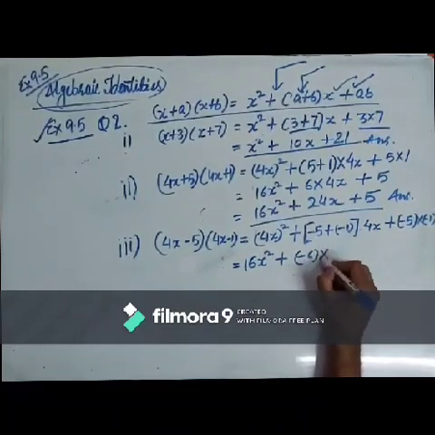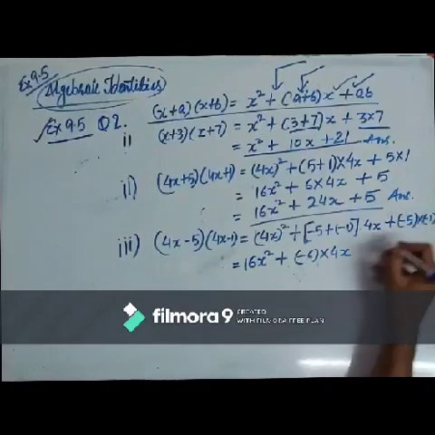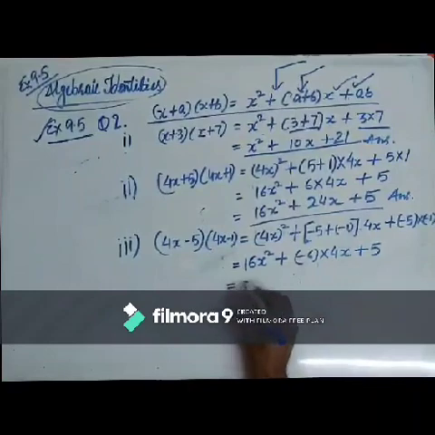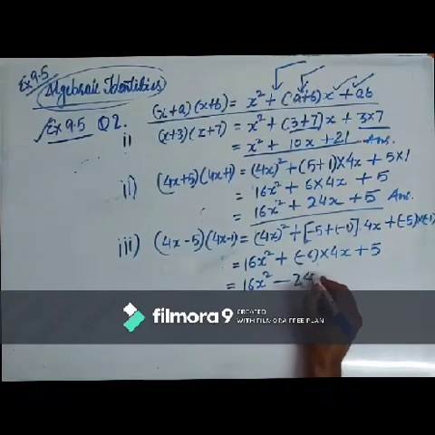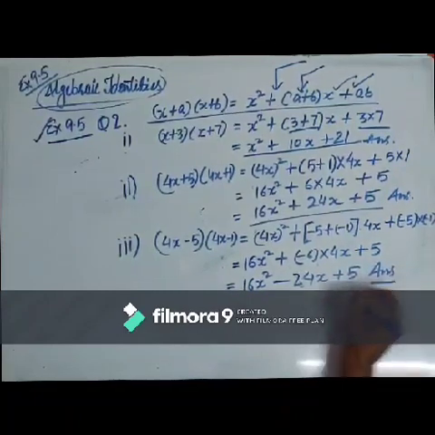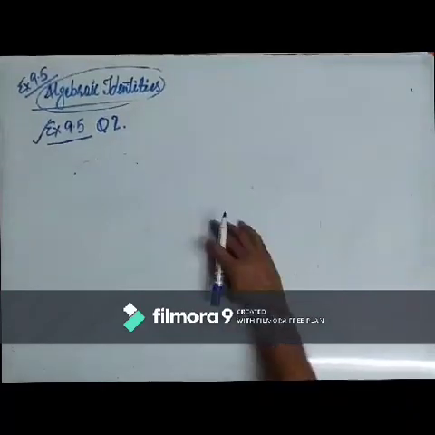Put bracket again into 4x. And what is next? Minus sign multiplied by minus sign is plus sign. 5 ones are 5. Just rearrange them. 16x square plus, into 5 is plus, minus is minus, 6 into 4 is 24x plus 5. So this is your answer. That's all. Easy thing. So these 3 questions. Let's do another question.